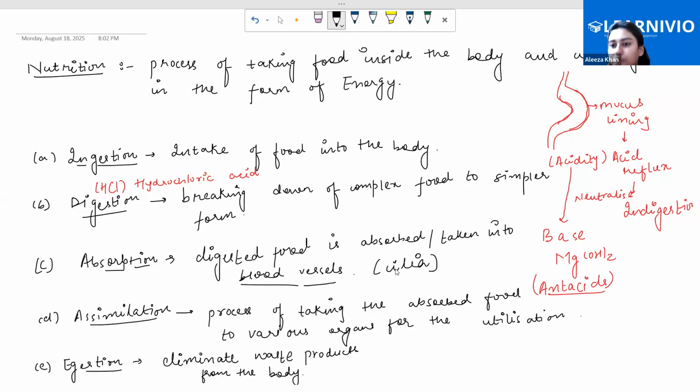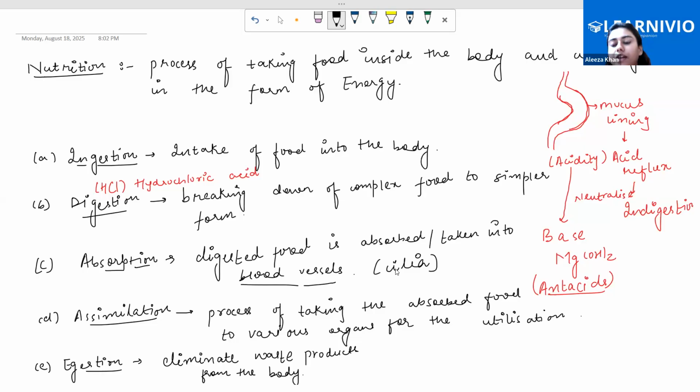So please write it. From the next class, I'll be starting with the main parts of this topic, digestion in humans, because it is an important topic, more questions can be asked from it, and it will carry more marks. Whenever your teacher gives this topic in your school exam, they will give it for higher marks. Okay, ma'am.